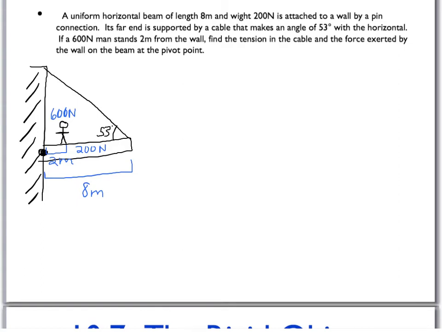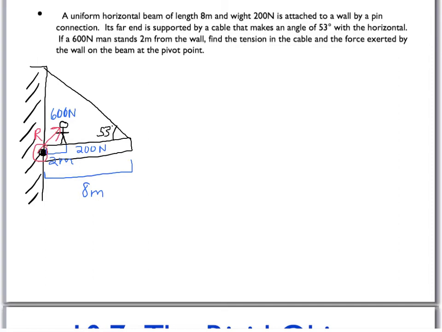Let's check out an example where we're using those 3 equations to solve a problem. Here we have a uniform horizontal beam. It's 8 meters long and is 200 newtons. It's attached to the wall by a pin. We can see this connection point right over here. At that connection point, there's going to be a force from the wall that's pushing out on the beam and sort of supporting it upwards. There's some sort of a force there that we don't really know exactly what direction it's in, but we're going to call that force R as sort of a contact force there.